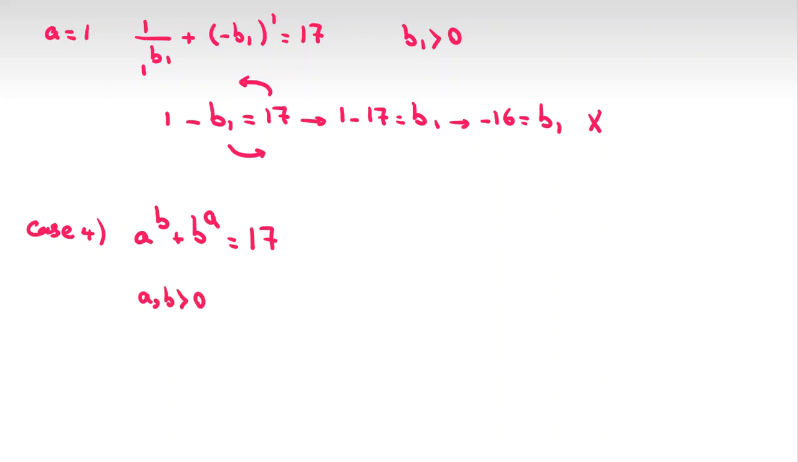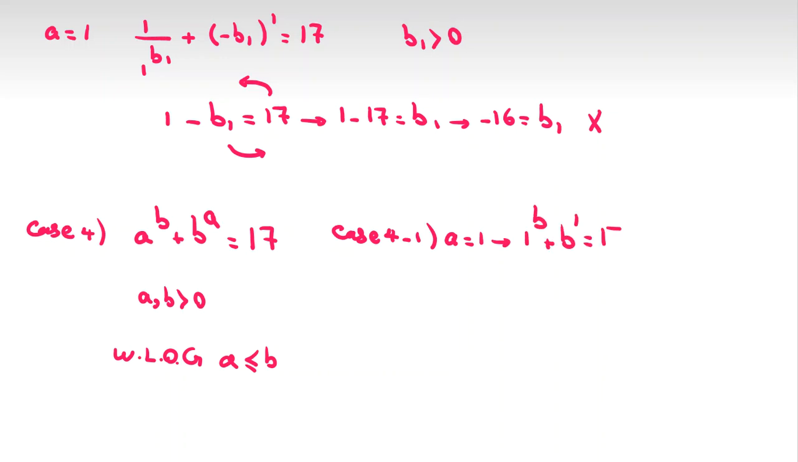Because A and B are positive, I consider the cases for A. Case 4.1, the first case. Without loss of generality, I consider A is less than or equal to B. Then when I find the answer, I will switch A and B. So case 4.1: A is 1, so 1 to the B plus B to the 1 equals 17. 1 plus B equals 17, B equals 16. This is our first answer.